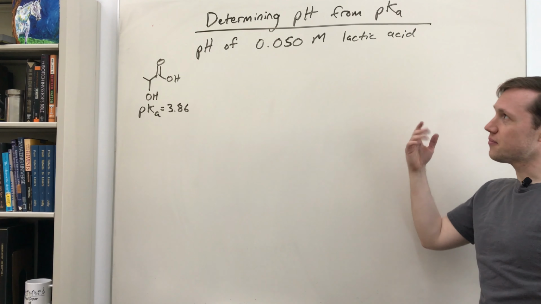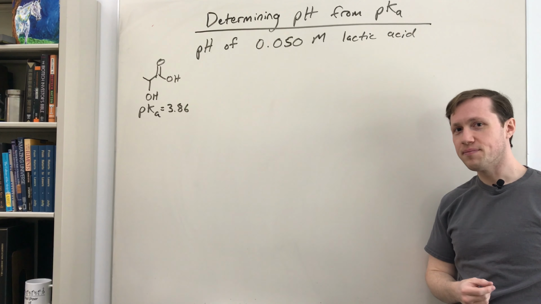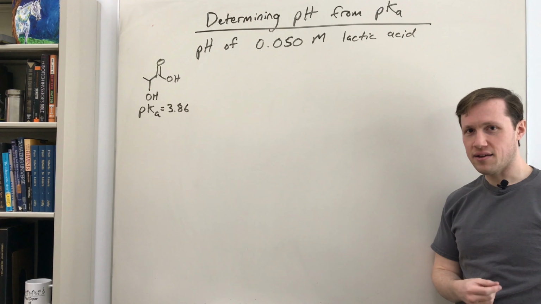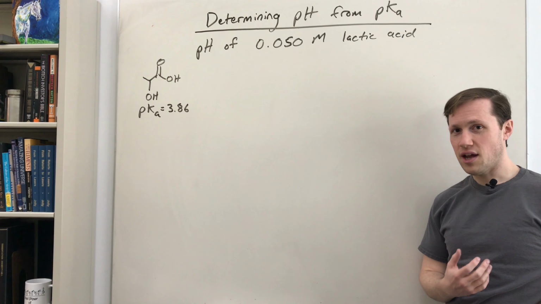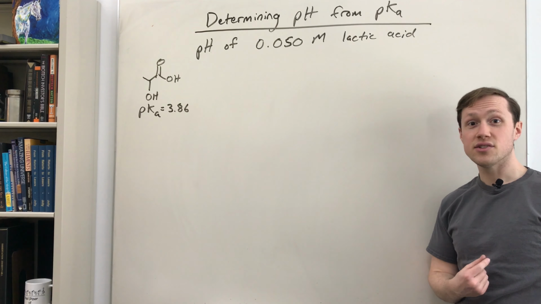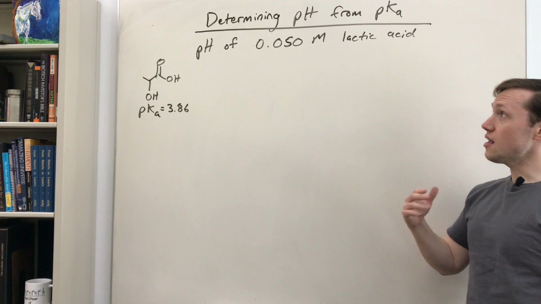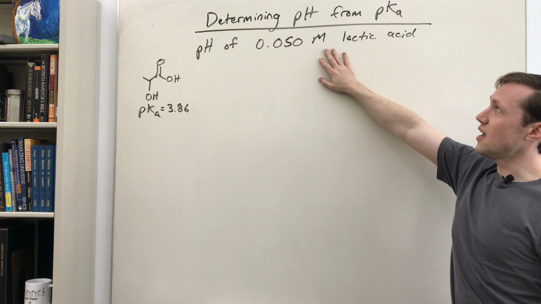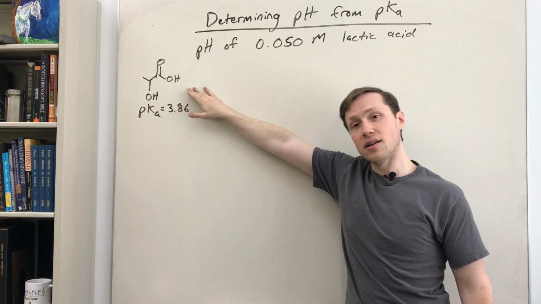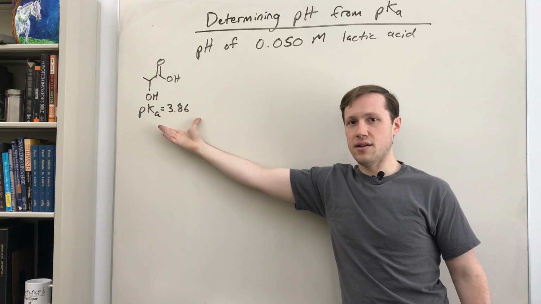Now that you've seen how to use an ice table and an equilibrium constant expression for a weak acid to determine its pKa, and now that you've hopefully looked up the table of pKa values in your textbook to see some of the values that are possible, let's flip things around. Let's look at the pH of some weak acid, in this case lactic acid, this guy over here, if we have a known pKa.